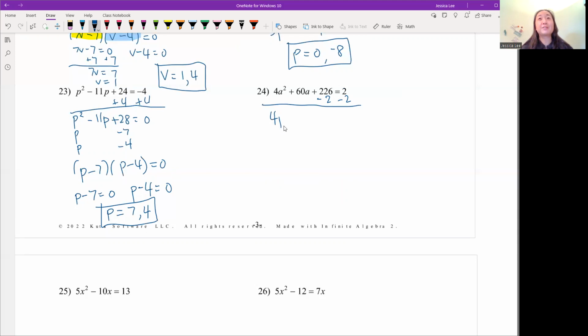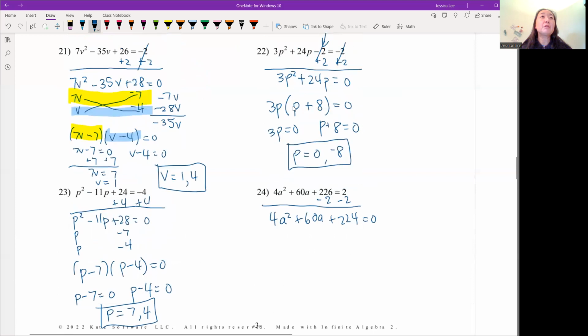I'm still using p. I shouldn't use p. All right, a squared plus 60a plus 224 is equal to 0. I notice here that everything can be divisible by 4. And if you notice that, so technically, if you look up here, everything was divisible by 7. So if we had divided everything by 7 first, that would have saved us a lot of trouble. But that's okay. But you see here, it didn't matter, right?